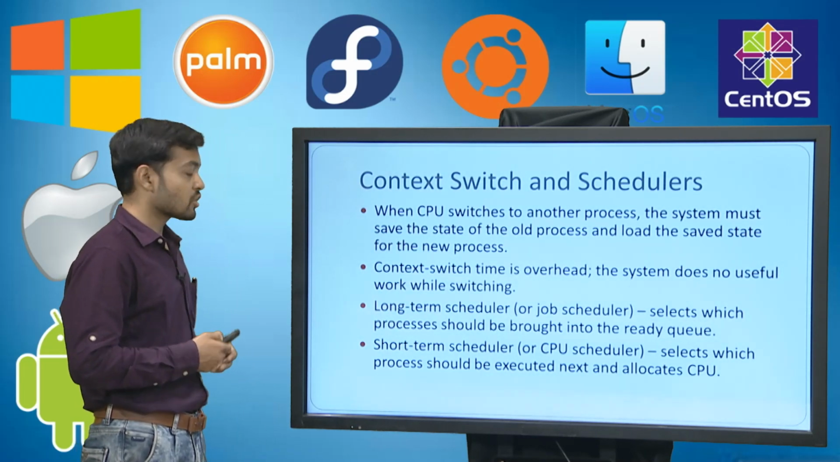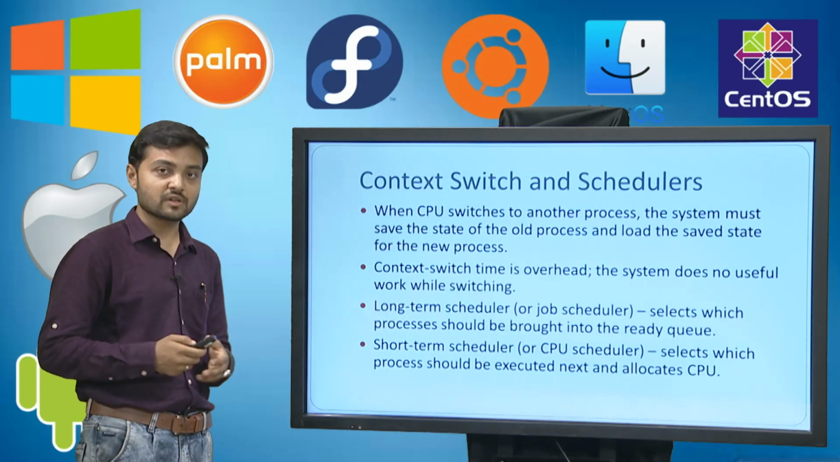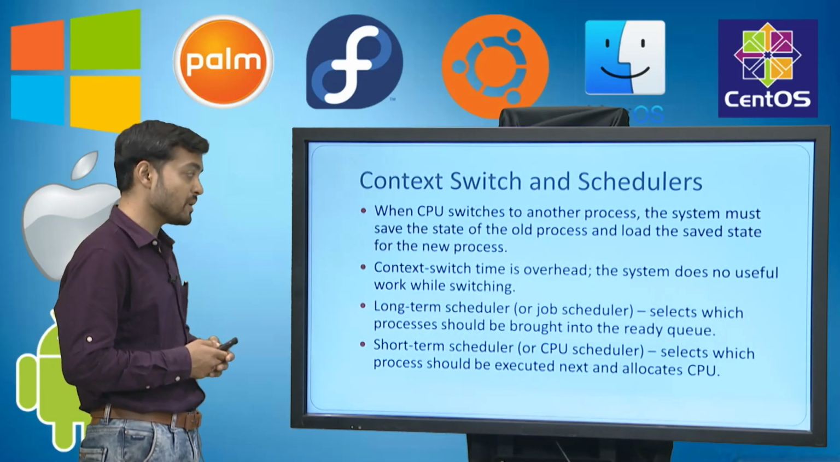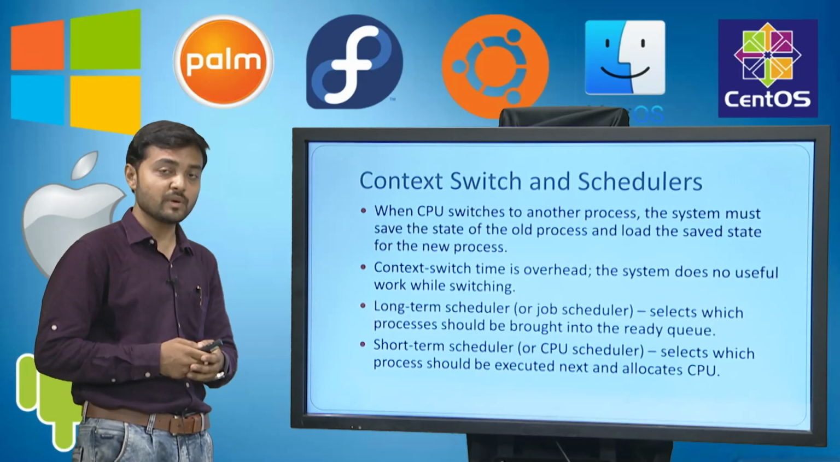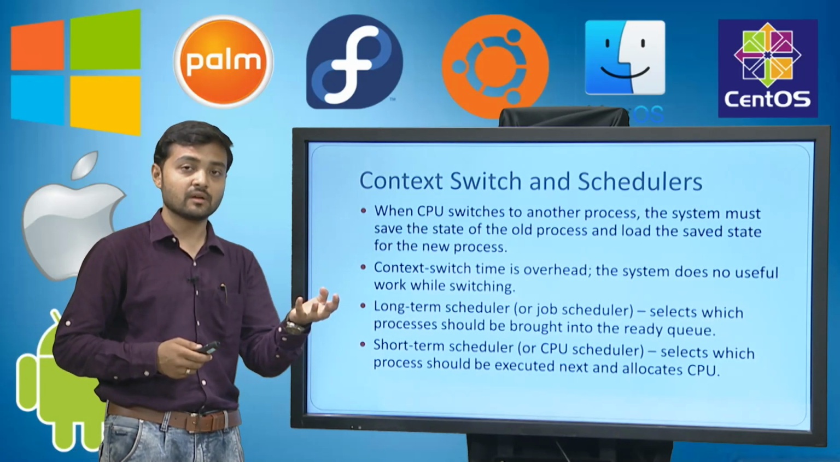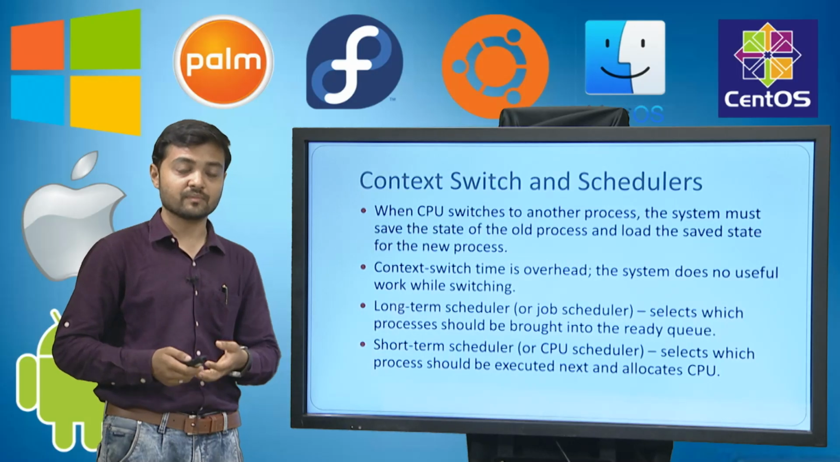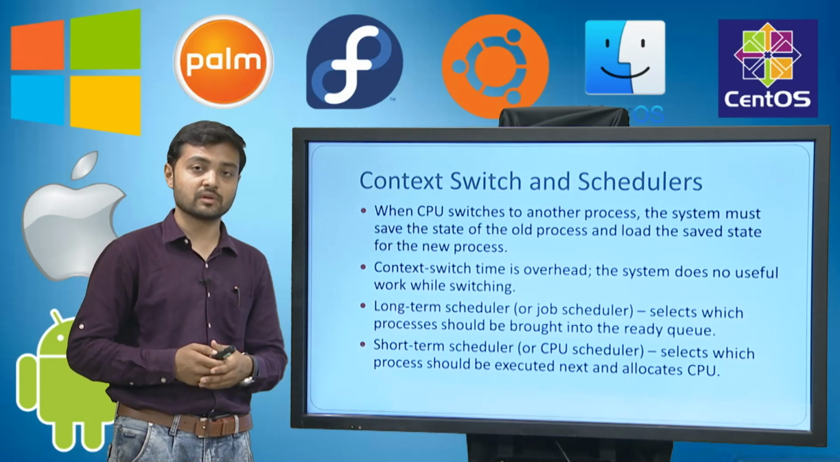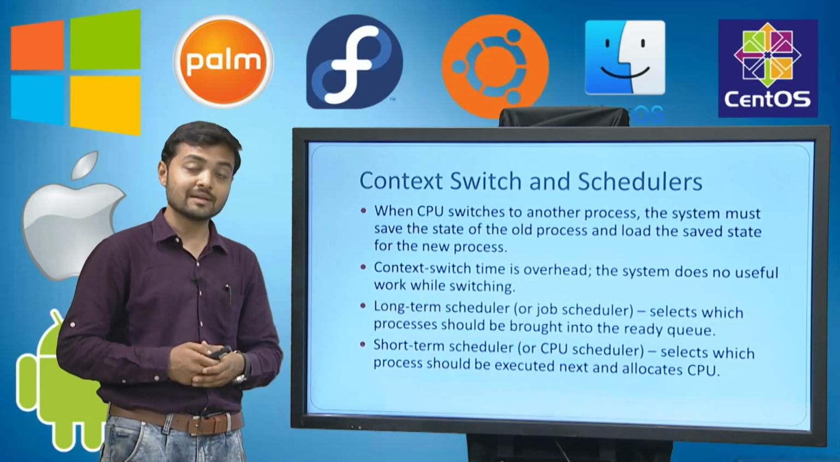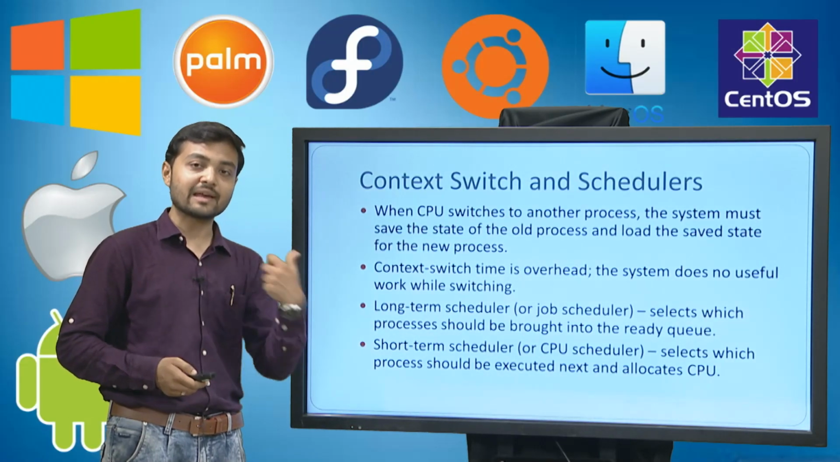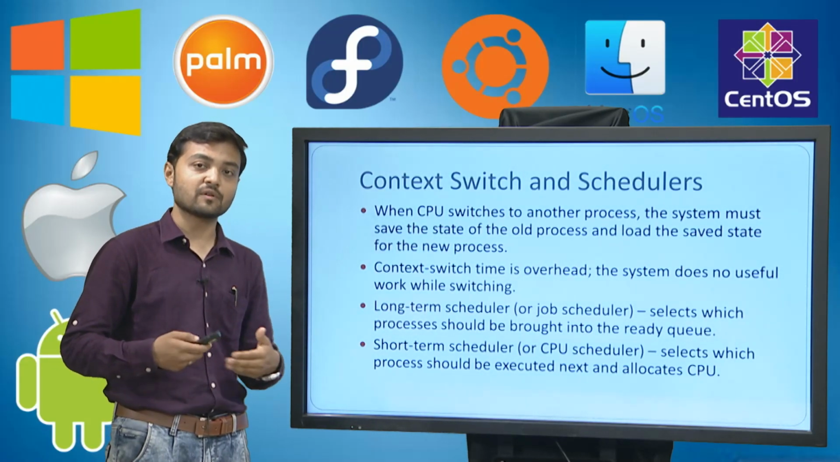Long-term schedulers and short-term schedulers are two different schedulers. The long-term scheduler selects which processes should be brought into the ready queue. It means when the process gets created, which processes should be stored in memory. That decision will be taken by the long-term scheduler, whereas the short-term scheduler decides from main memory which processes will get the CPU. That is the task of the short-term scheduler.